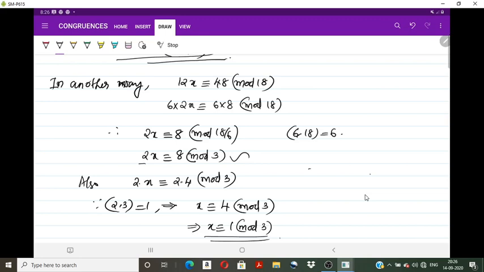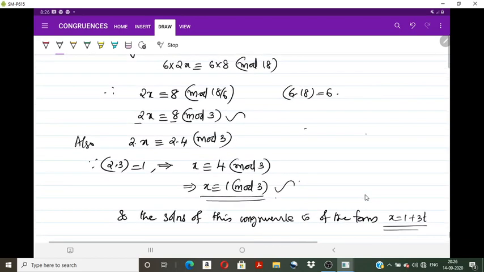Now again 2 is common in this congruence. So 2x is congruent to 2 into 4 modulo 3, and GCD of 2, 3 is 1. Therefore, this implies x is congruent to 4 modulo 3. Now 4 modulo 3 is the same as 1 modulo 3, since the remainder is 1 when 4 is divided by 3. So x is congruent to 1 modulo 3. So all the integers satisfying this congruence will be of the form 1 plus 3t. So x is equal to 1 plus 3t.